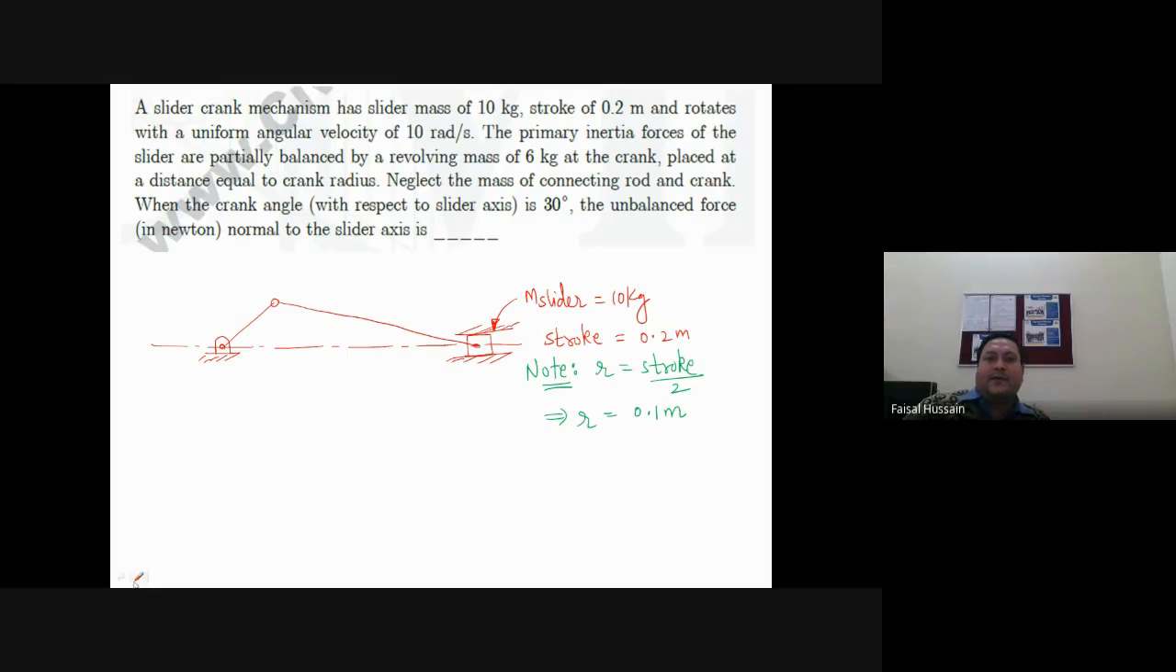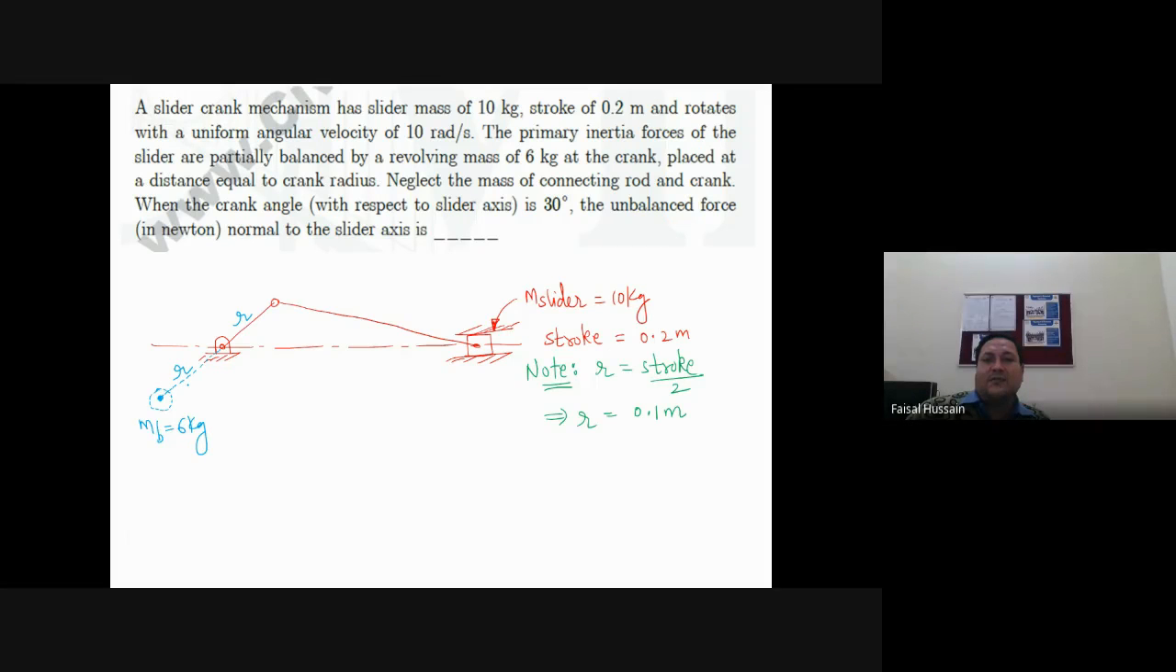Then the primary inertia forces of the slider are partially balanced by a revolving mass. Okay. Inertia forces of slider are partially balanced by a revolving mass of 6 kg at the crank. So here there is a mass. Okay. And this balance mass, I will write MB, is 6 kg. And what is this balance mass doing? It is balancing the primary inertia forces of the slider. And this is R, so this distance is also R.